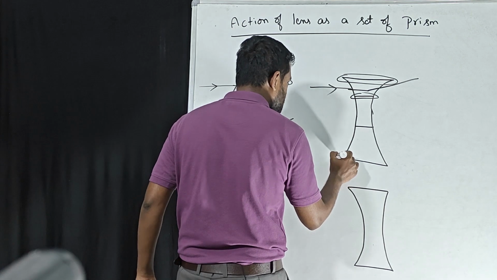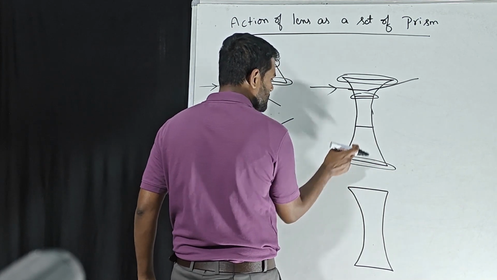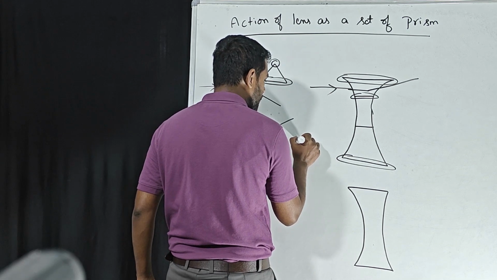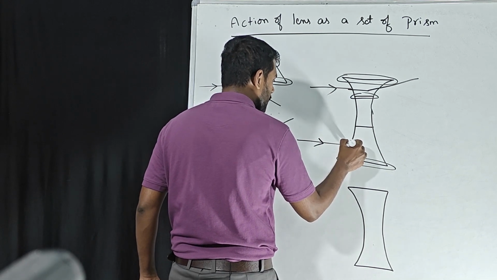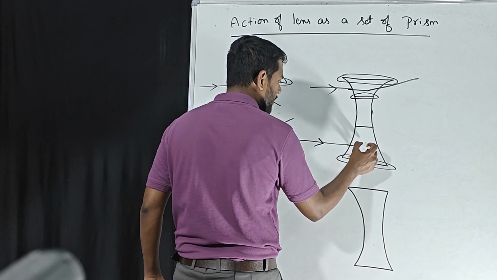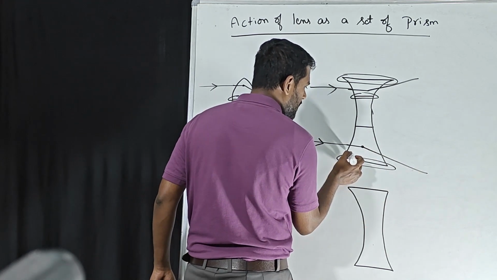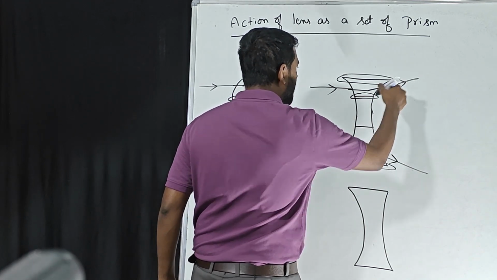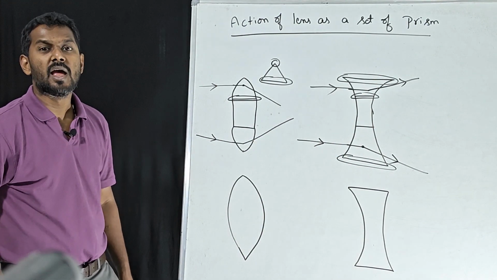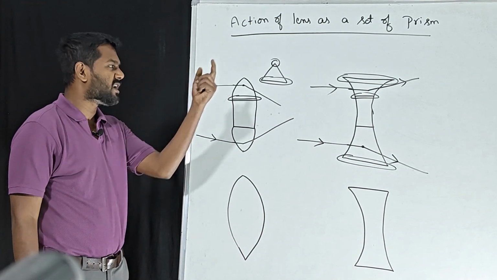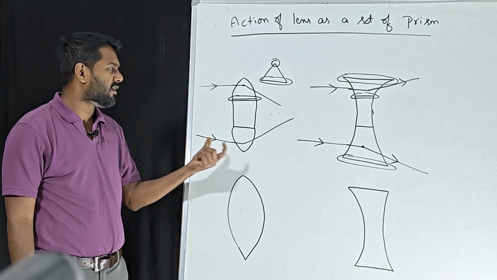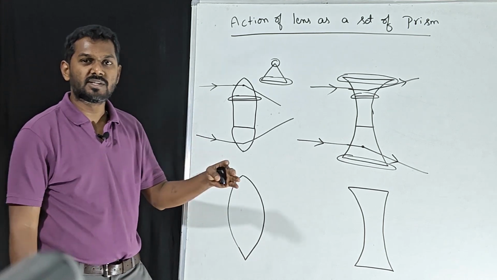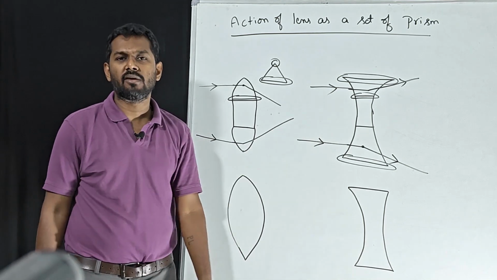Here also this is base compared to this one, because this part is bigger compared to this one. So whenever you give a light ray, after refraction it moves towards the base, and base is here. That's why it is going away from each other. That is nothing but diverging in nature. These are the reasons why we are getting converging rays in convex lens and diverging rays in concave lens.